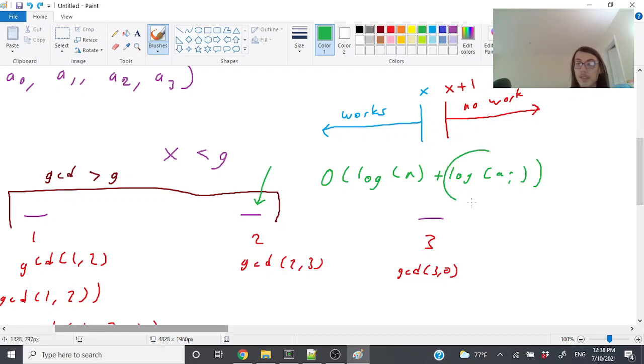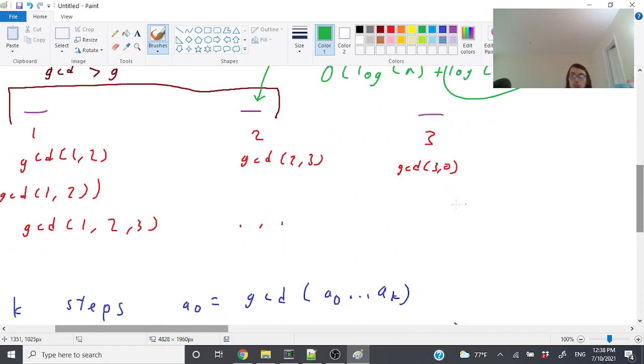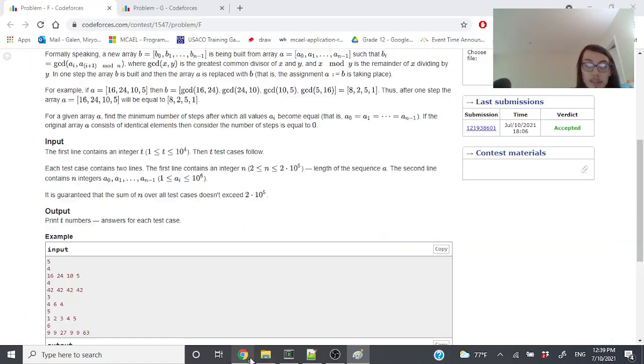Sparse table is just the log of Ai. Everything works out fine. So in general, this is O of n times log squared of something. Doesn't really matter what, I guess.